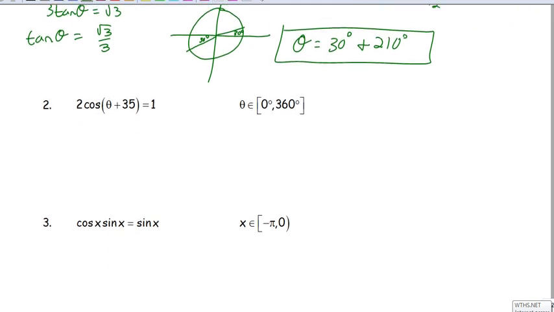Alright, number 2. Again, we're in theta, so we're in degrees. First, divide by 2.